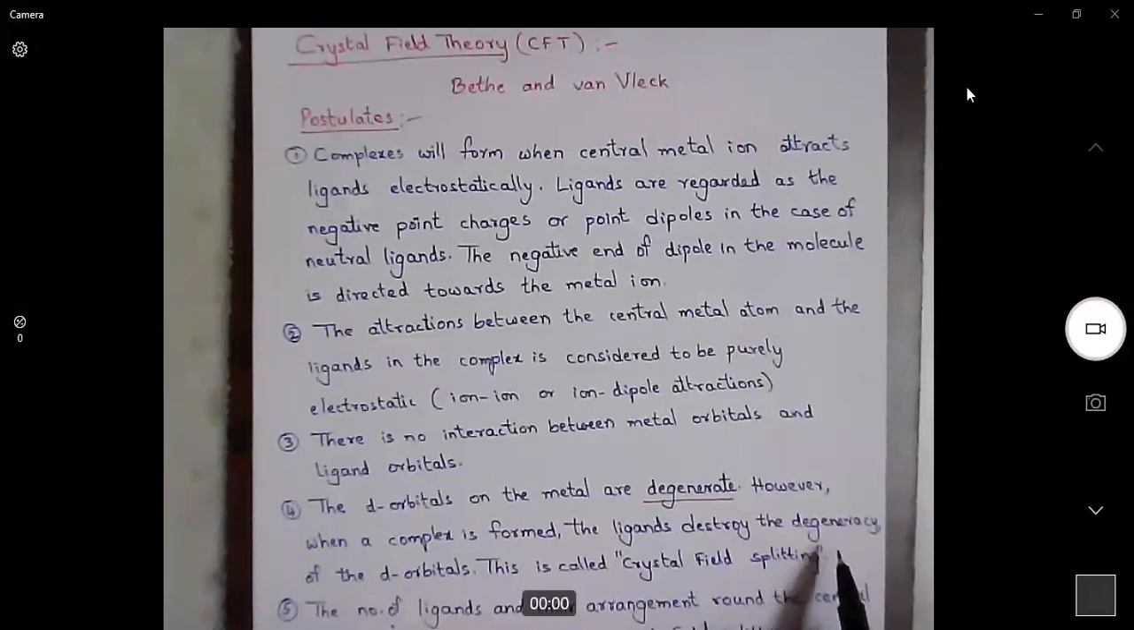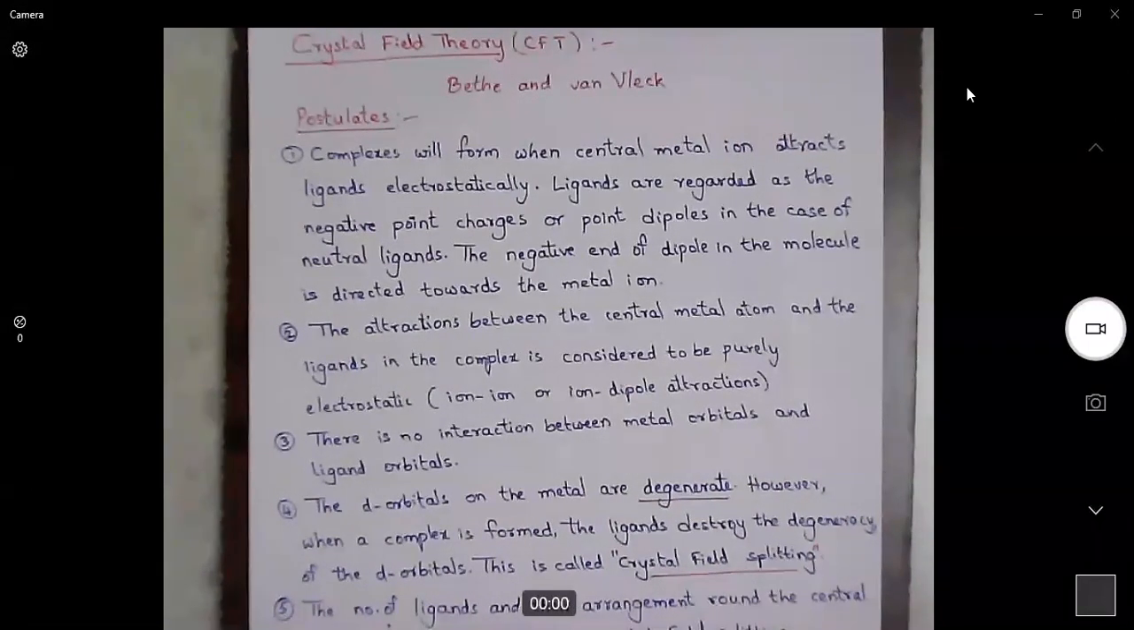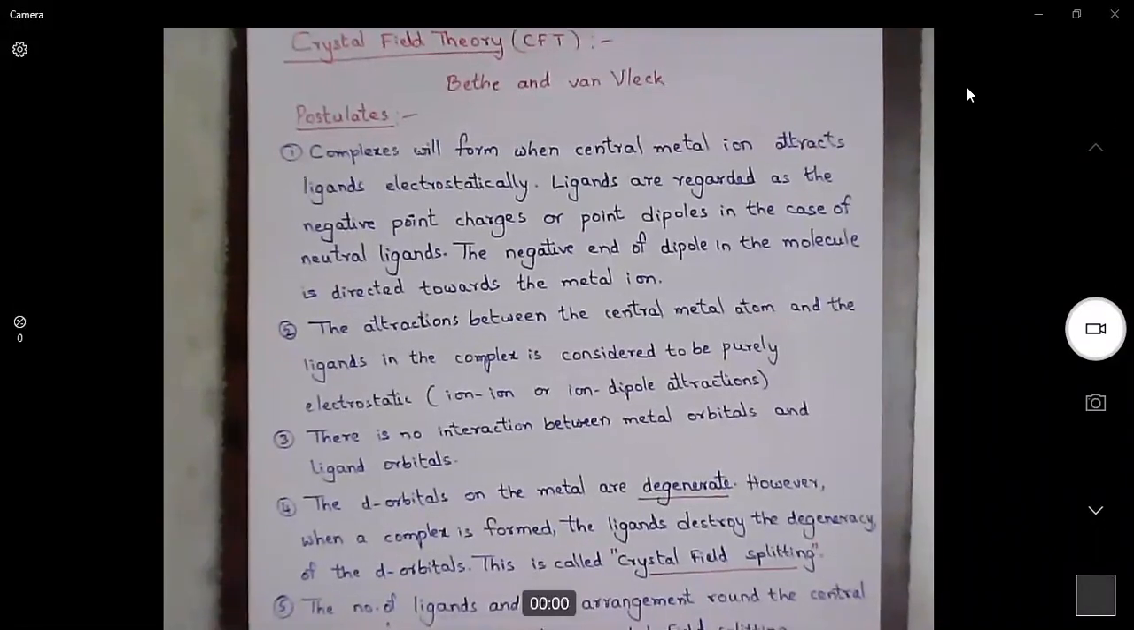So in the complex, the degeneracy of the 5 d orbitals will be destroyed, and this is called crystal field splitting. When the ligands approach the central metal ion, they destroy the degeneracy of the 5 d orbitals. That means the d orbitals will be split into different categories. So that is what is called crystal field splitting. Crystal field splitting is a very, very important concept in the case of coordination complexes.